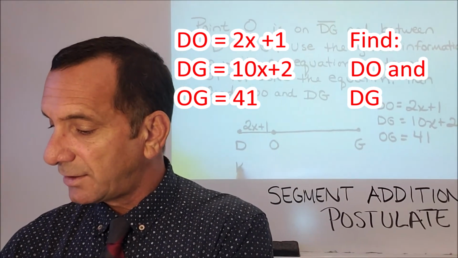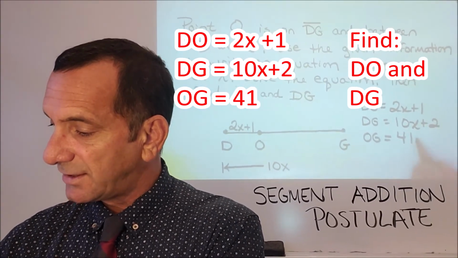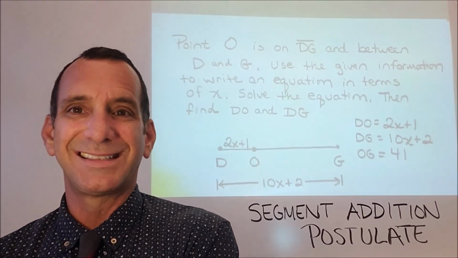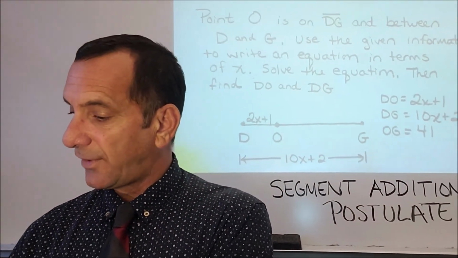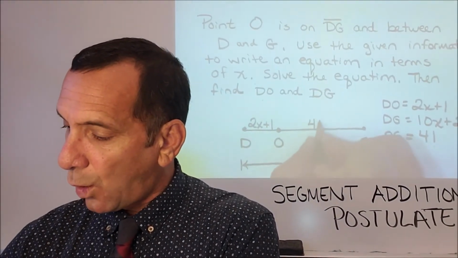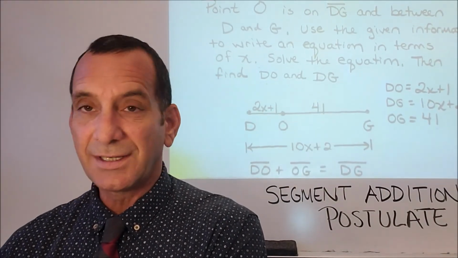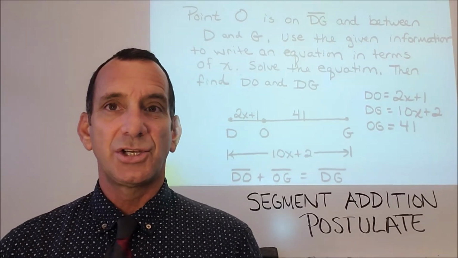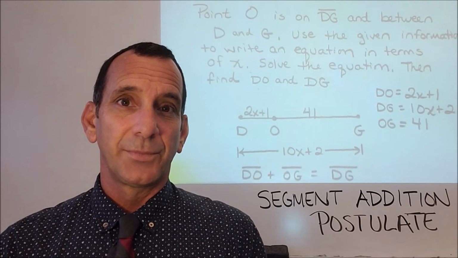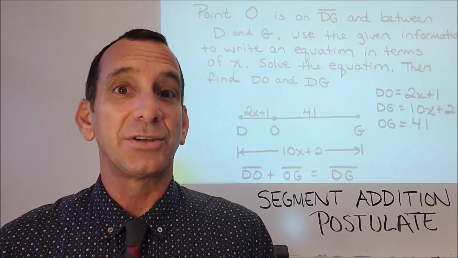So I like to come down here to make it a little bit more clear that this entire distance, 10x plus 2, is DG. And then we've got one more, OG equals 41. Now substitute all of those expressions in, you'll get an equation with variables on both sides. You got to be a little bit careful. Solve it, and then watch the quick solve after you do it yourself.